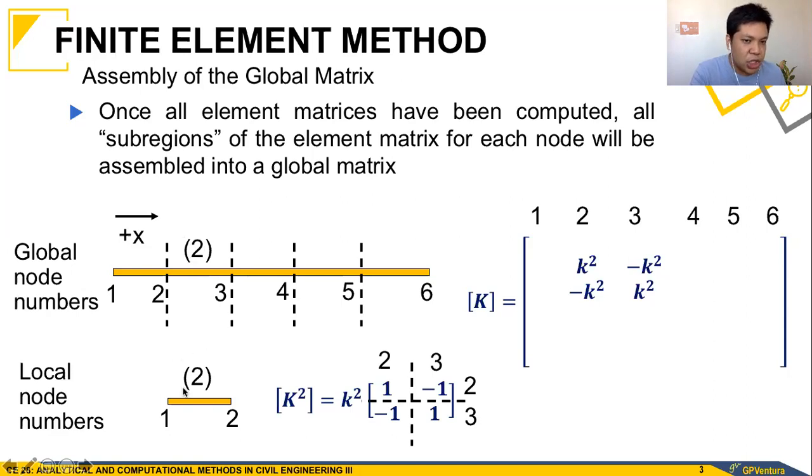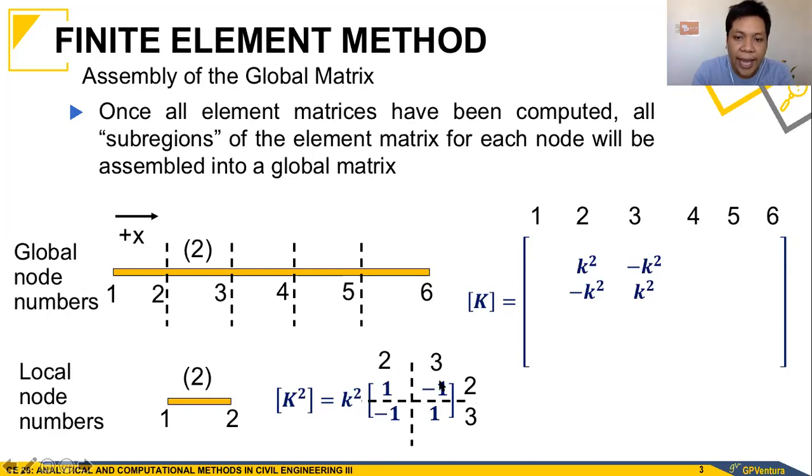So take, for example, element 2. From our previous discussion, the local node numbers would be local node 1 and local node 2, but globally, in the bigger picture of things, it's labeled as node 2 and node 3. From our previous lecture, the element stiffness matrix for element 2 is K, which in our case is AE over L times [1, -1; -1, 1]. The first column represents node 2, while the second column represents node 3. We can subdivide this into 4.